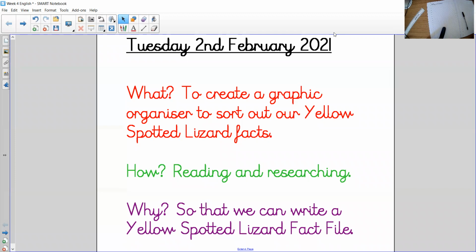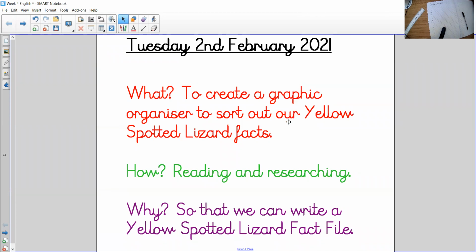Today we're going to make a good start on our new type of write this week. We're going to be creating a fact file about the yellow-spotted lizard in the book Holes. Today we're going to be looking at creating a graphic organizer to sort out our ideas and our facts for our yellow-spotted lizard to help us then with making the fact file by the end of the week.